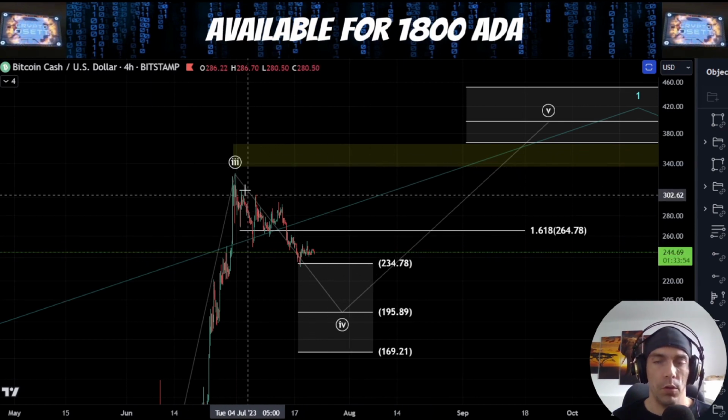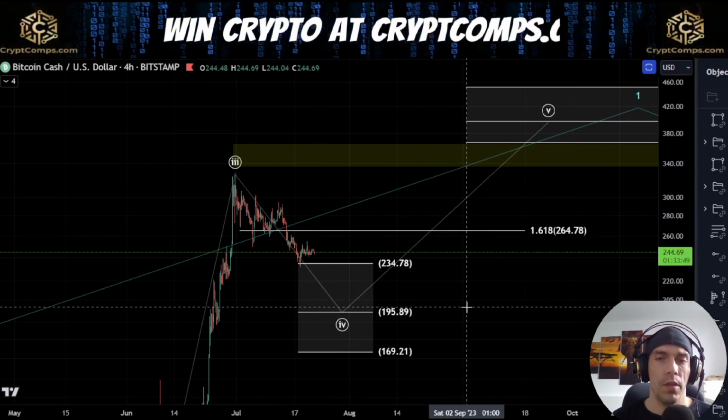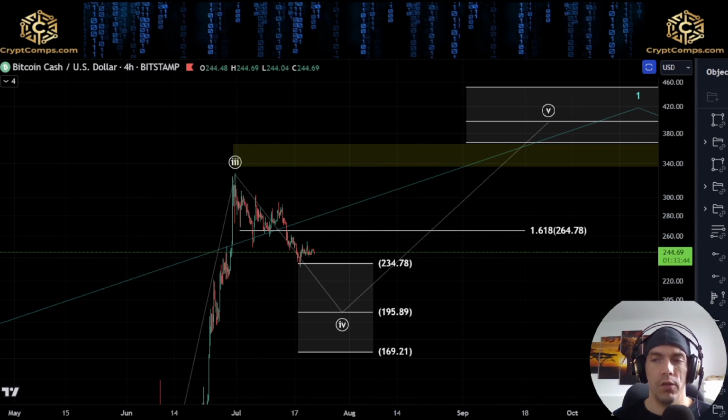But effectively what I'm looking for here is the fact that this fourth wave is going to look to get a bit bigger here, because whether this is a fourth wave or this is a wave 2, I would still expect this to be a bit larger than it currently is.